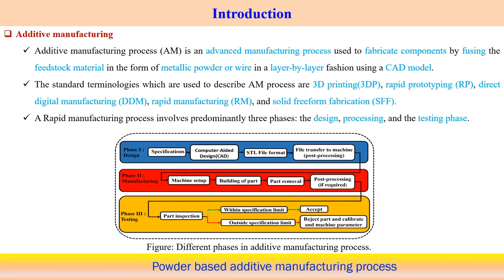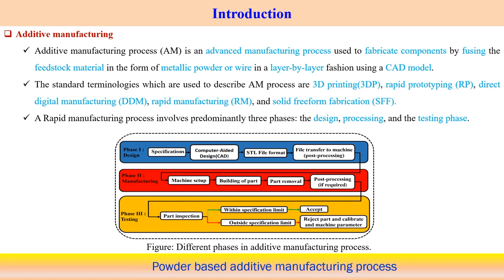So additive manufacturing is basically a layer by layer deposition process, but in a very controlled way we can perform the layer by layer deposition to fabricate a three-dimensional component. It can be considered an advanced manufacturing process, and we use feedstock material in any form, not only powder form.